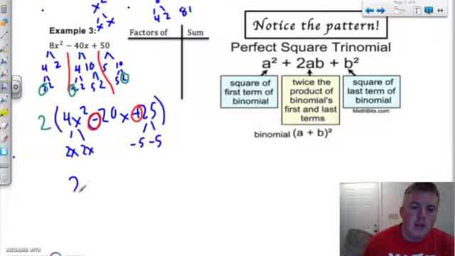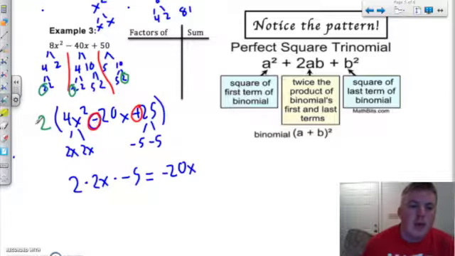Now, to meet the second requirement, I would have to have this middle term, the negative 20x, be 2 times one of the factors from the first term and times one of the factors from the last term. So if I do that, I'm going to get 2 times 2x, which is going to be 4x, and 4x times a negative 5 would be negative 20x. So we see that we actually do meet that requirement. So this is going to be a perfect square trinomial.